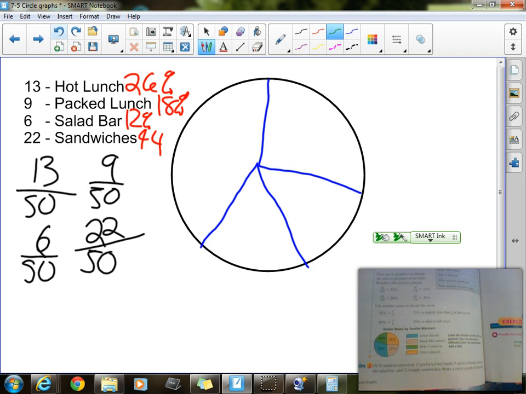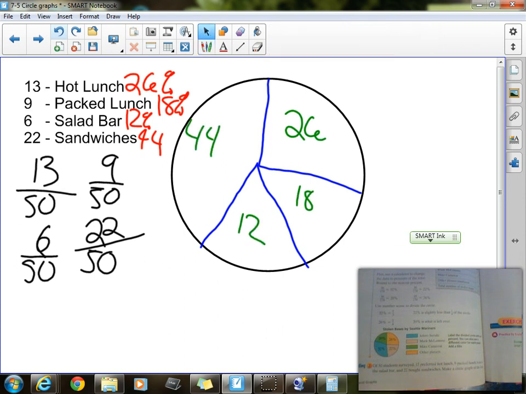Now the very last thing I'm going to do is go ahead and mark what each of these is. That's 26%, that's 18%, that's 12%, and that's 44% right there. So you see I made my circle graph. Once again, it's obviously not perfect, but it is pretty close, and with this, that's what we're looking at.